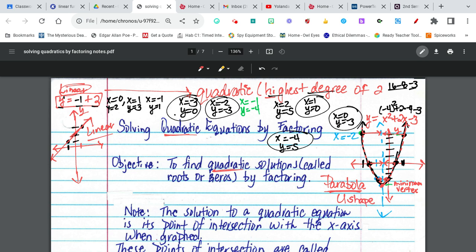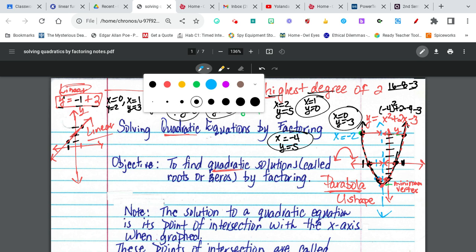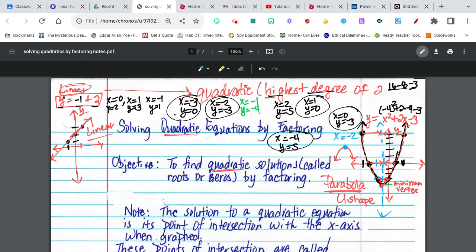Now that U shape can be turned upside down or it can be turned upright. When I say upside down, it can be turned like this. And instead of having a minimum for your vertex or turning point, this is what we call a maximum because it's the highest point on the graph. Whereas this one is called a minimum because it's the lowest point on the graph.